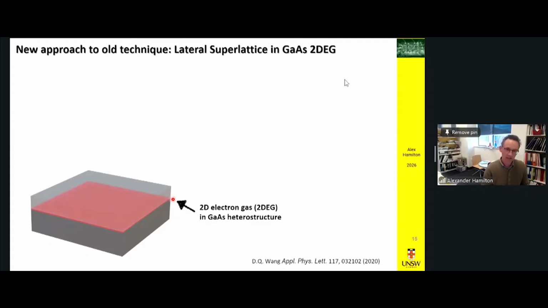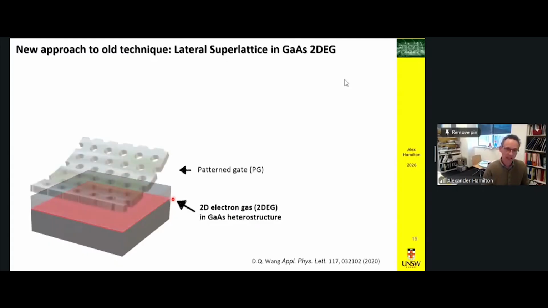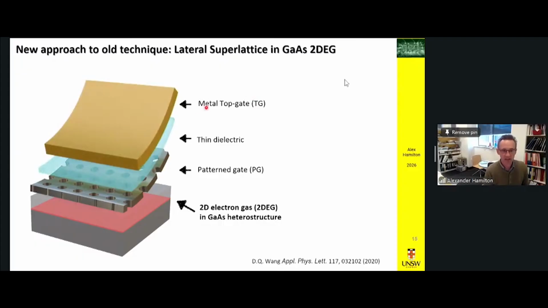So there's our two-dimensional electron gas, and to put in a periodic lattice, we put on top of it this metal gate electrode that's got holes patterned into it. And that will define our lattice. Then we put a dielectric on top of that, and on top of the dielectric we put another electrode, and most of the electric field from that electrode terminates on the patterned gate.